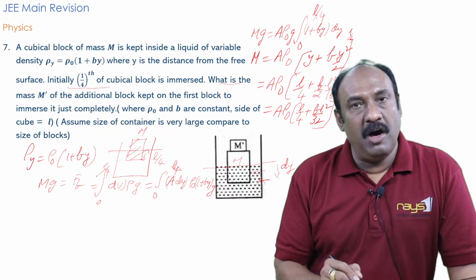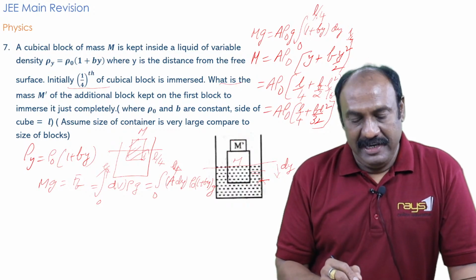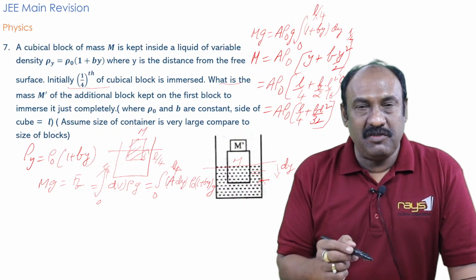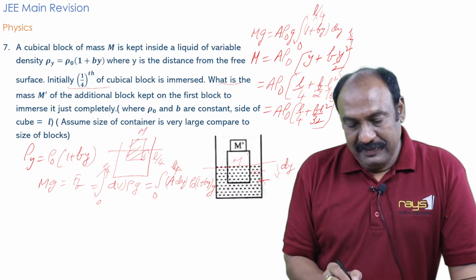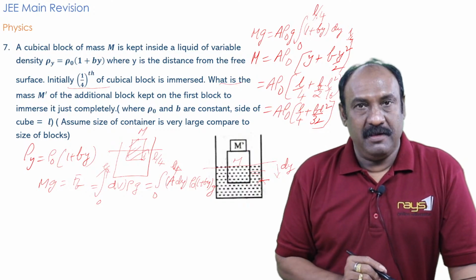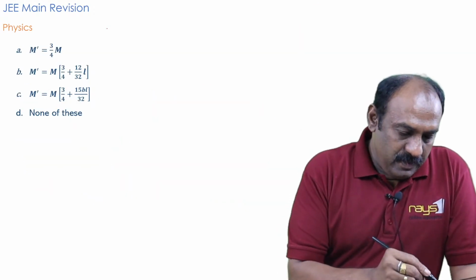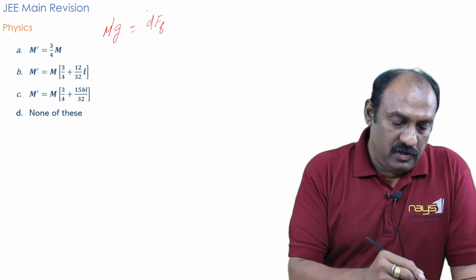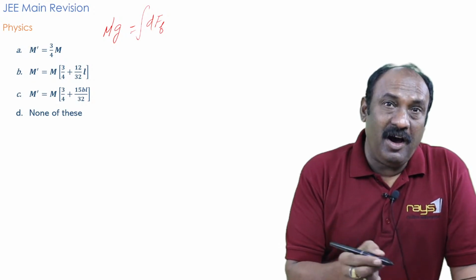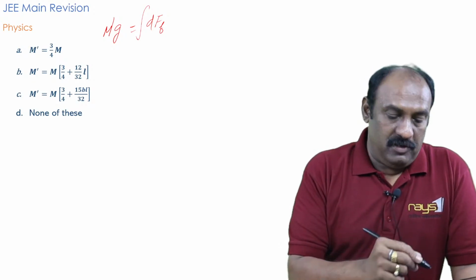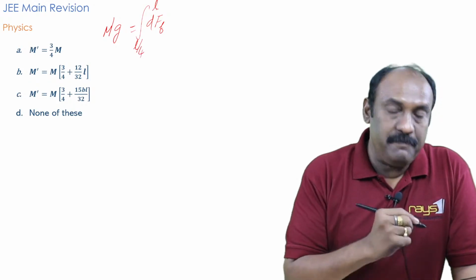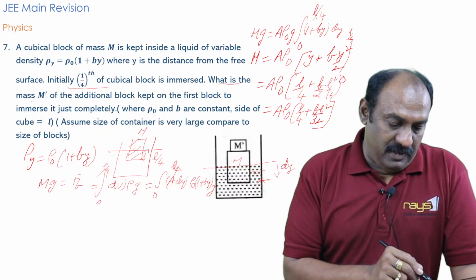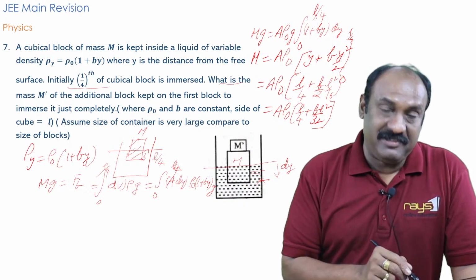So by keeping this block on the surface of the block of mass m, the additional weight m dash g is balanced by the buoyant force by the liquid on the remaining portion of the length of the block only. So m dash g is balanced by the buoyant force due to the liquid on the remaining length of the initial block. What is that length? L by 4 to L. According to the given data, what is the mass of the additional block so that the first block is immersed just completely?